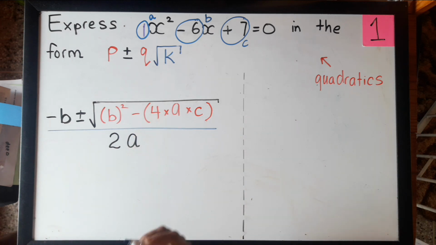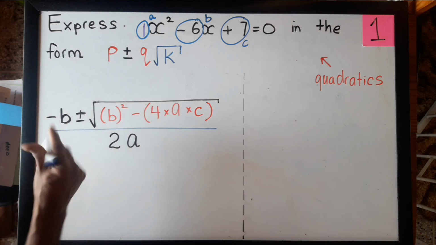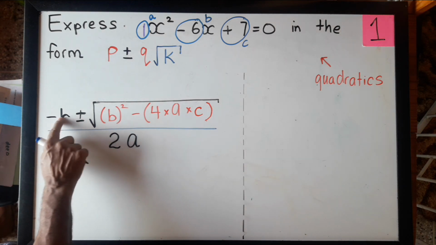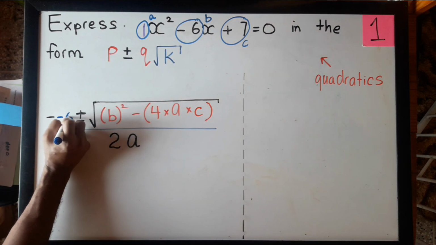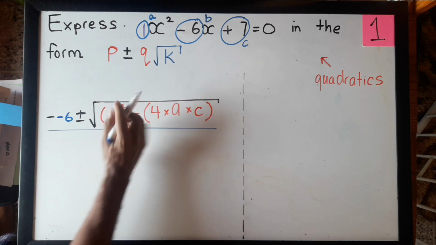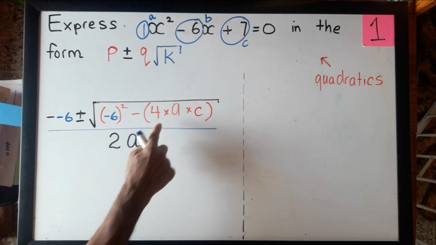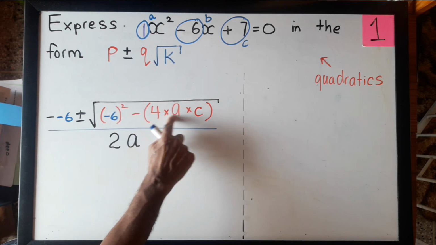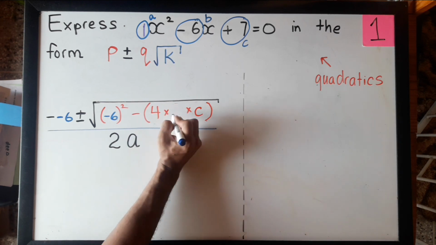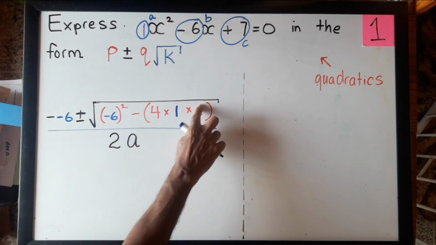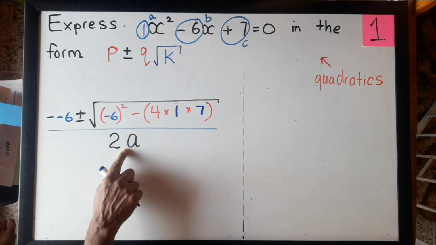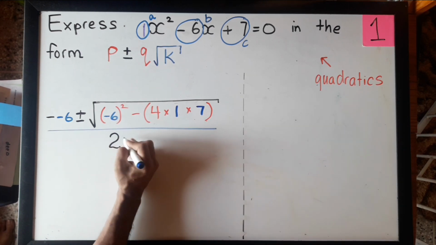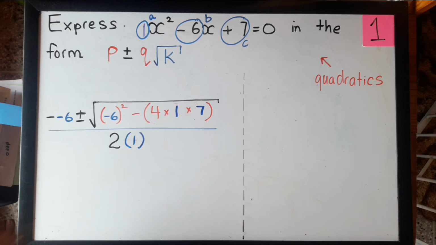But anyway, let's go ahead and plug in the values. How much is B in today's question? B is negative 6. I will erase this B and put negative 6. The 4 is part of the formula. A is how much? A is positive 1 and C is positive 7. And A, like we said, is 1.